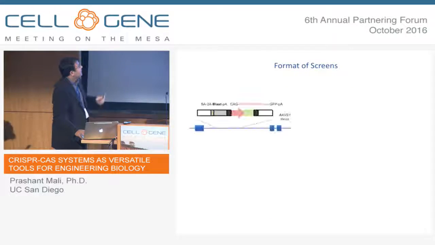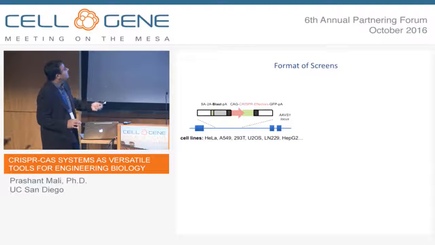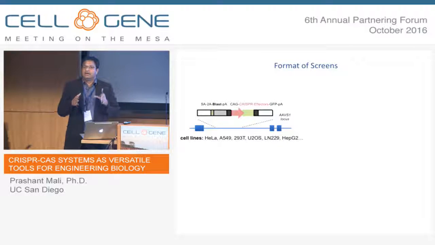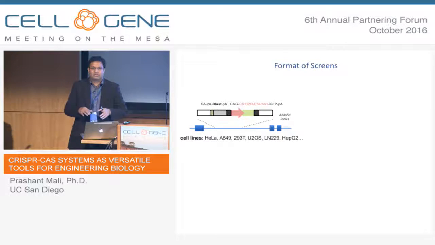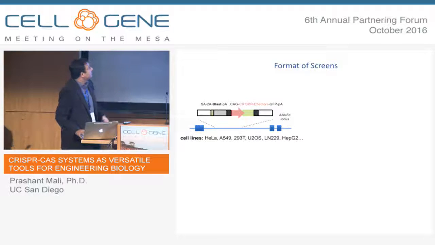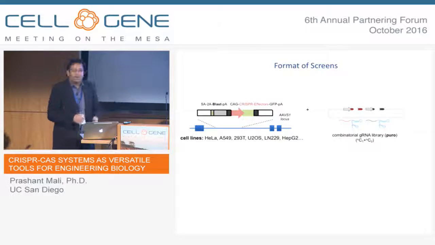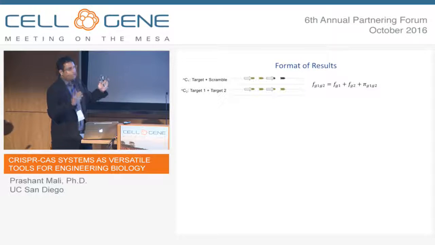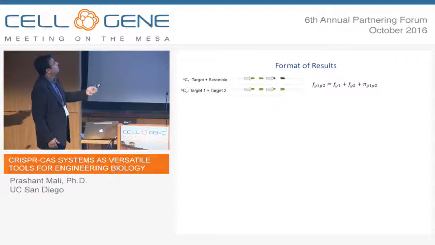So the typical format of the screens was as follows. We begin by taking a range of cell lines and inserting a CRISPR effector in a safe harbor locus inside the cell. That gives us a very even keel expression of the CRISPRs. And then we pair it with a combinatorial guide RNA library. And the typical format of results, just to recap, is that we have library elements that give you single gene fitnesses and dual gene fitnesses that can help us solve this equation.